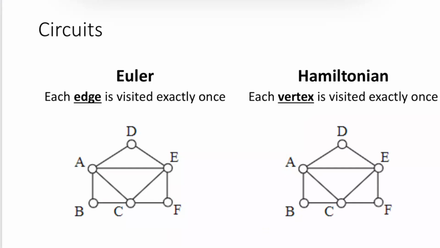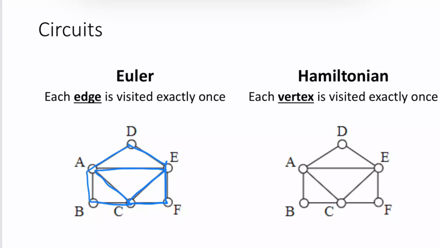All right, so we've spent some time on Euler circuits and Euler paths, and Hamiltonian paths are kind of similar because they're a special type of circuit and a special type of path. But the difference is that in Euler circuits, each edge is visited exactly once, and in Hamiltonian circuits, each vertex is visited exactly once. So in an Euler circuit, maybe I might start at vertex D and go through my entire graph and cover each edge exactly once, and that would be an example of an Euler circuit.